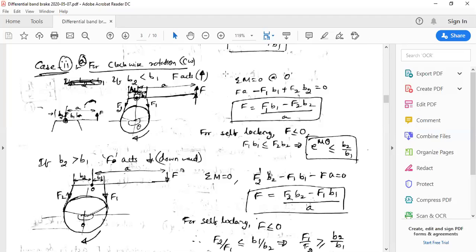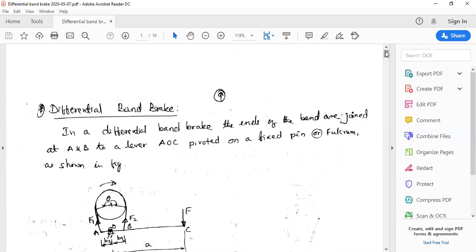That is a continuation of design of differential band brake. In the previous session, we have already discussed case one, where the lever of the drum is downside. But here, in case two, the lever will be placed upside. So, let us just have a glance at all the previous steps.